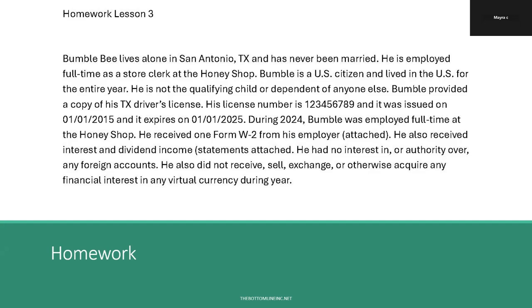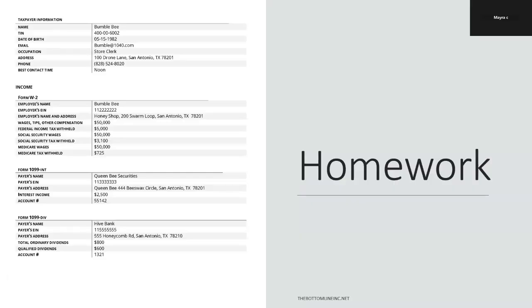So during 2024, Bumble was employed full time at the Honey Shop. He received his W-2 from his employer, which I'm going to show you next slide. And he also received interest and dividend income statements attached. He had no interest in or authority over any foreign accounts. He also did not receive, sell, exchange, or otherwise acquire any financial interest in virtual currency, Bitcoin. He's not invested in any of those. So these are what we're going to call his source documents.